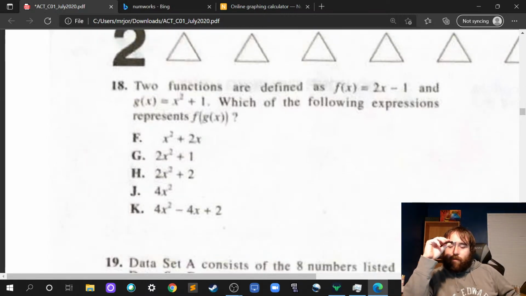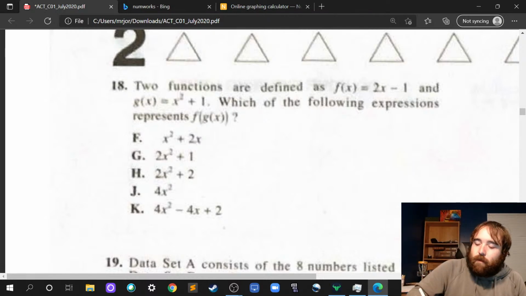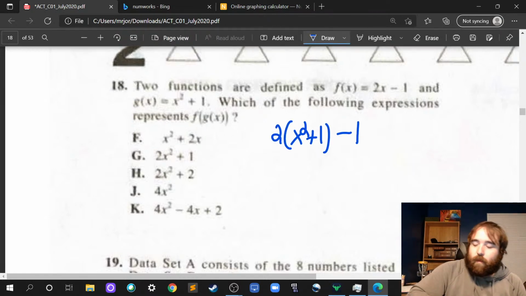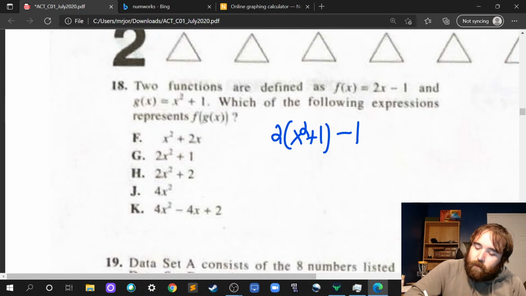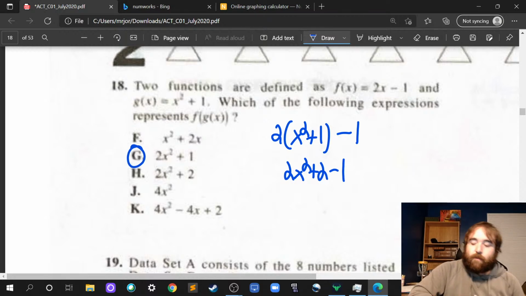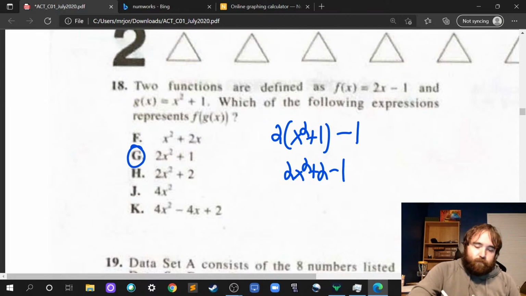Alright, two functions are defined as f of x equals 2x minus 1, and g of x is x squared plus 1. Which of the following represents that? Oh, that's a good one. So it's 2x squared plus 1 minus 1. 2x squared plus 2 minus 1, 2x squared plus 1. Yep.